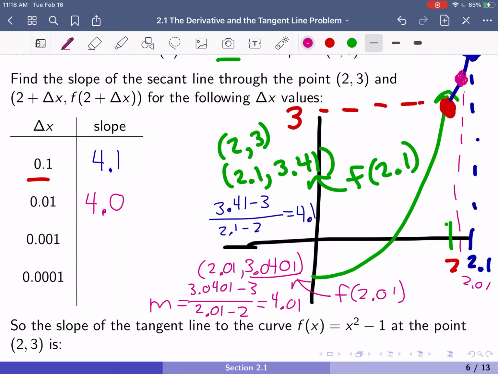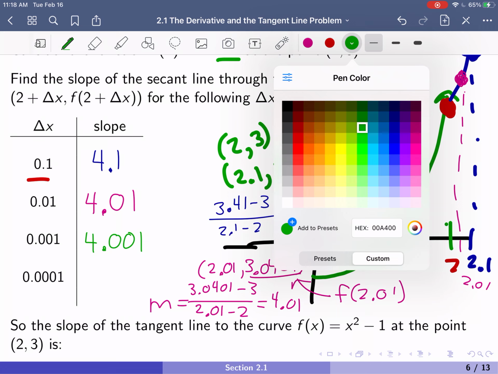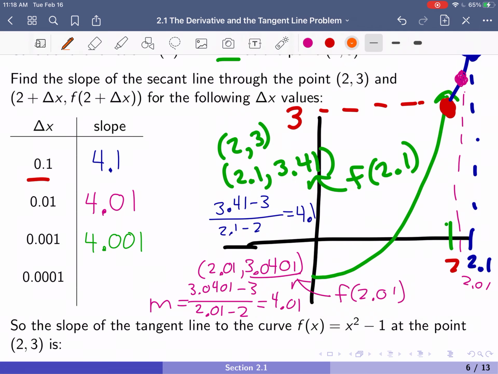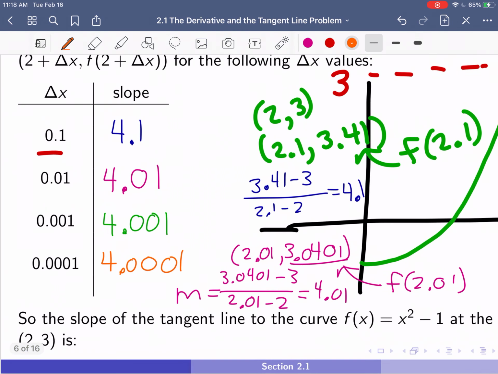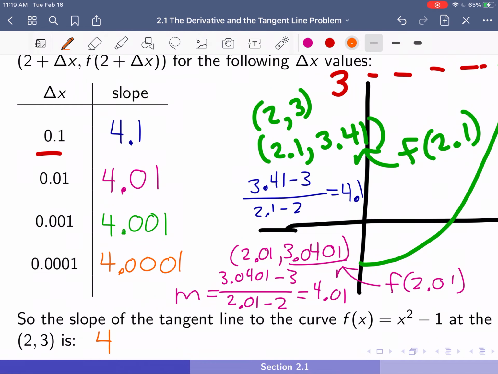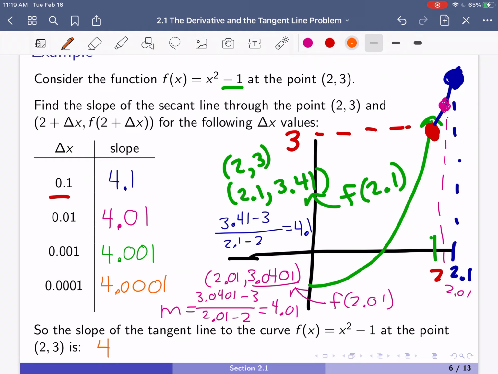If we continue this process for our next couple of values, we get 4.001, and then we're going to get 4.0001. If we look at that, it looks like those slopes are getting closer and closer to 4 as that value of delta x is getting closer and closer to 0. So we could say the slope of the tangent line is 4.